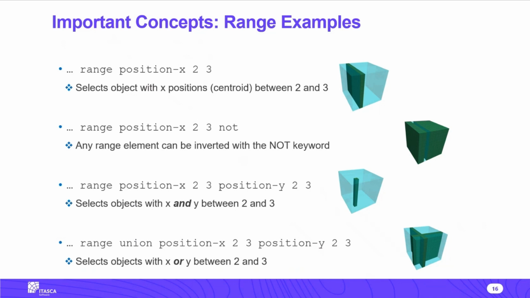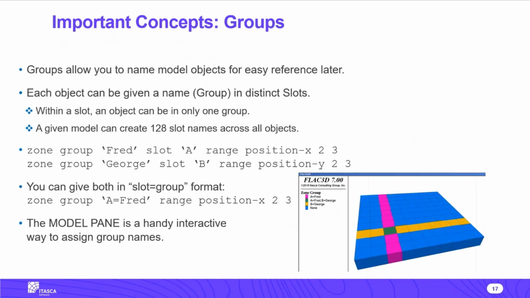This slide is showing you the commands. The point of the model pane that we're going to show in a minute is that you don't necessarily need to use the commands. You can just click on things and use the mouse and select ranges in a more interactive way. There's all kinds of different ranges. This is position, but there's different things. And one that's very commonly used is groups.